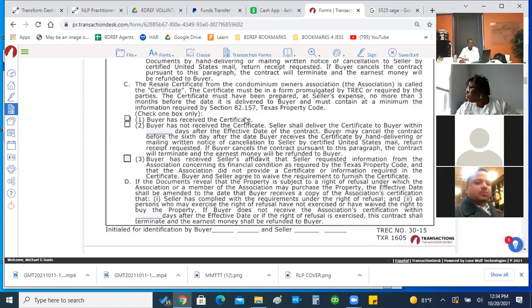All right, so buyer has received the certificate. Now they're talking about the resale certificate. There's actually a form that for most lenders, if they're getting a loan, the lender is going to require the resale certificate or the HOA certificate as a part of, I believe the title company is going to require it as well. So now you got like a 50-50 chance of the condominium having the resale certificate already completed, to where all you got to do is call either you or the listing agent, which is call the HOA and they can email it over to you, already completed.